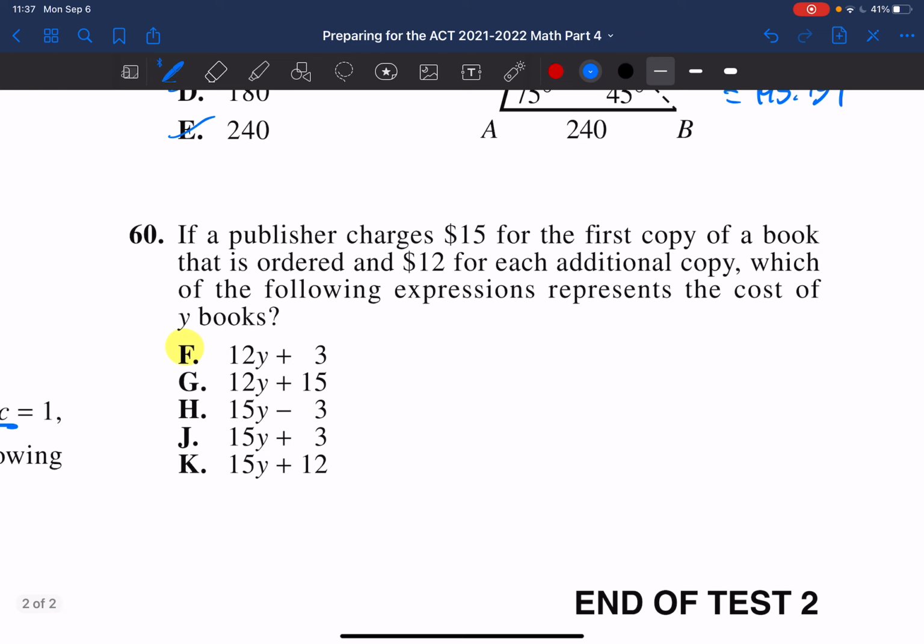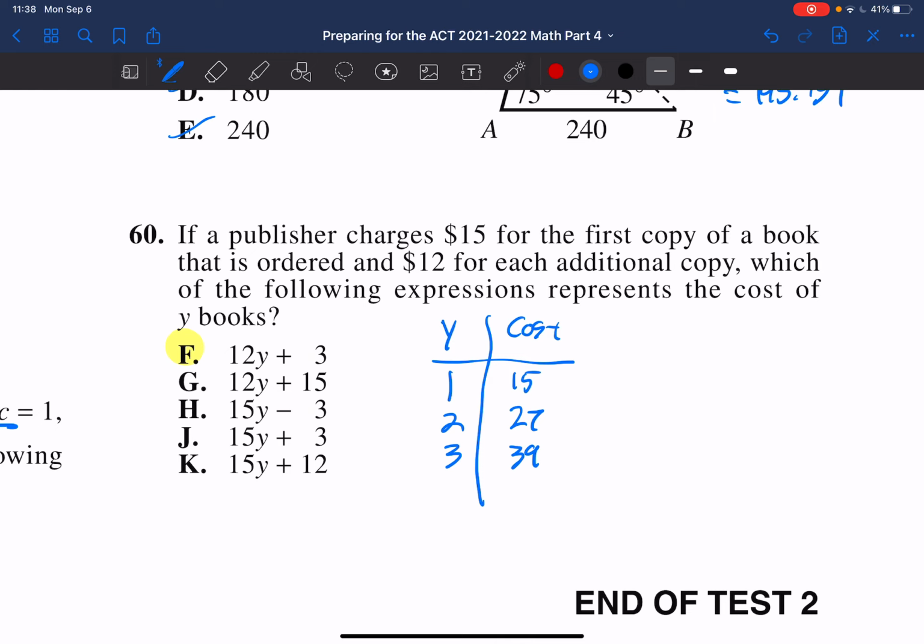And then finally, number 60. A publisher charges $15 for the first copy of a book and $12 for each additional copy. What represents the cost of Y number of books? All right. So if there's one book, the cost is 15. If there are two, well, it goes up by 12. So that means we go up to 27. With 3, we go up 12 more, and we get 39.